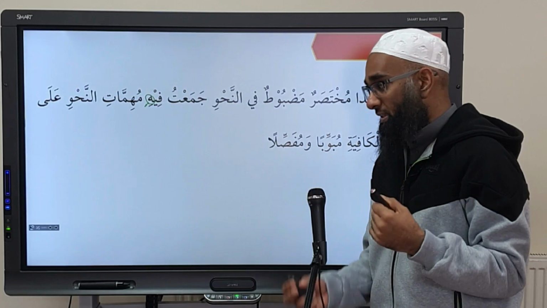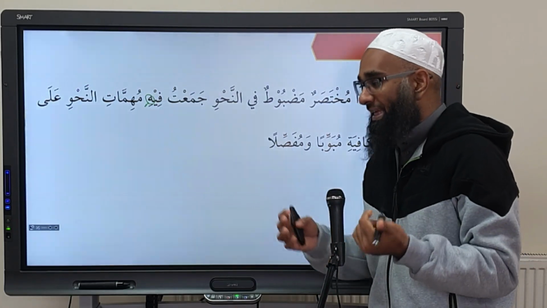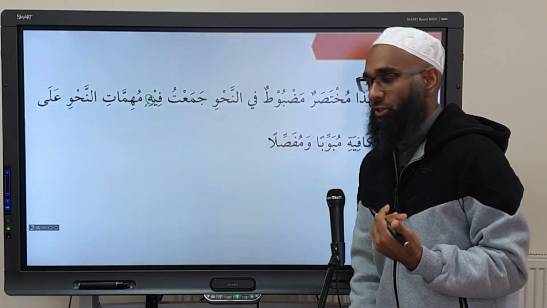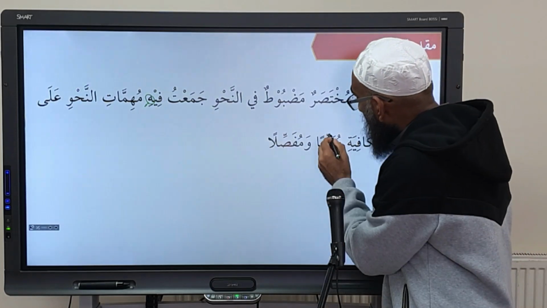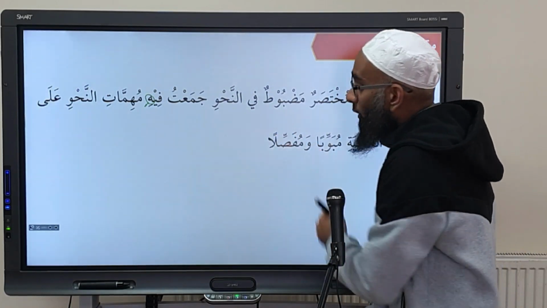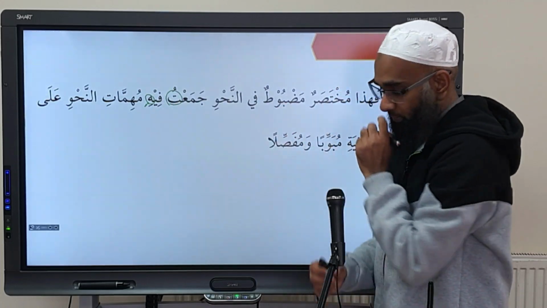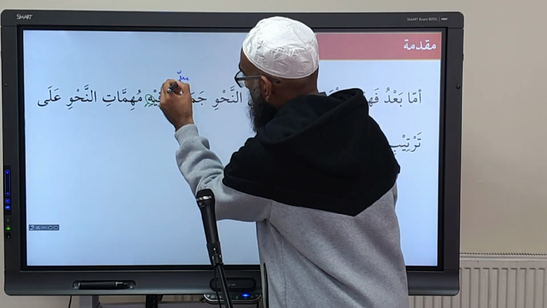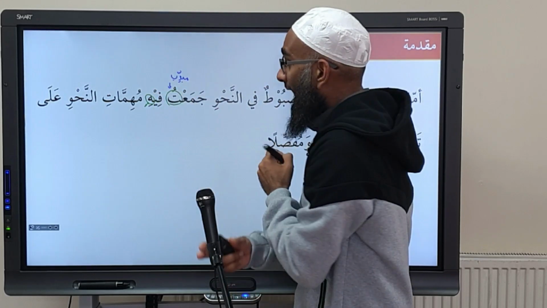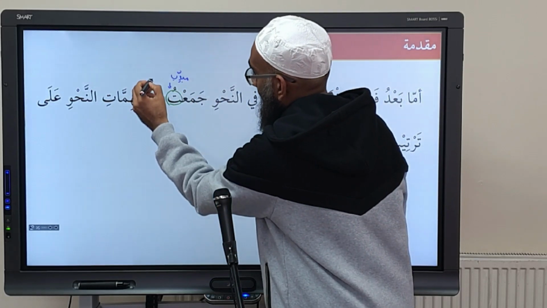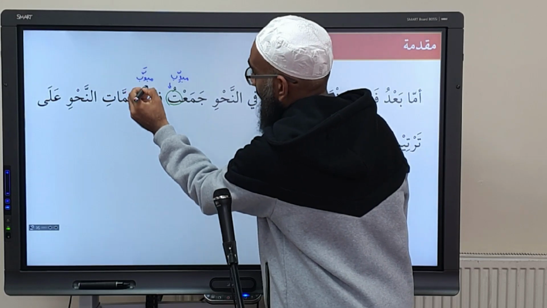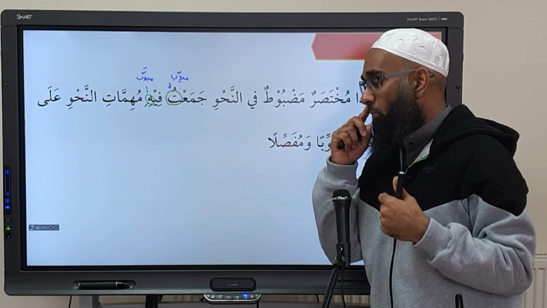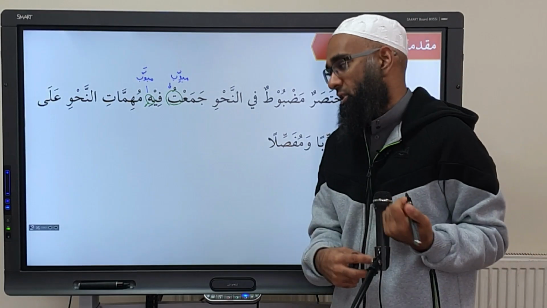I compiled within this treatise the important rules of Nahw in such a way that the treatise was mubawwab and mufassal. It was divided into sections and chapters. And another way of saying it is mubawwib with an ism al-fa'il, meaning it's a hal of the jama'atu. Okay, so if it's mubawwib and mufassil, then it's the hal of the jama'atu, the ana, the I. And if it's mubawwab or mufassal, it's the hal of the fihi, meaning I compiled in the treatise in the state that it was divided. And if it's mubawwib, I was dividing it into chapters and sections.